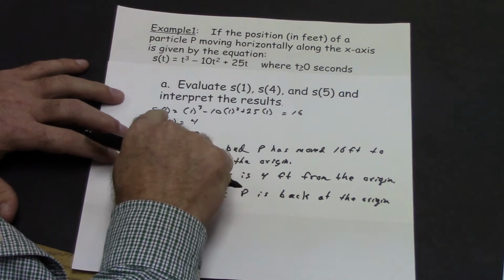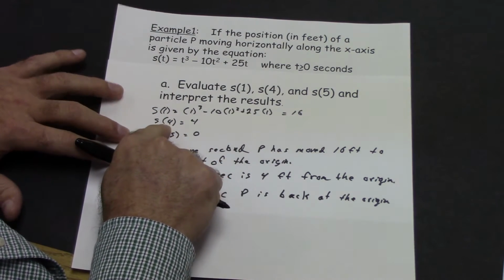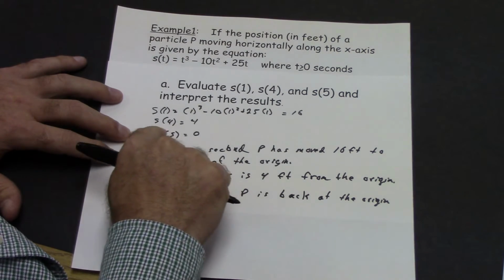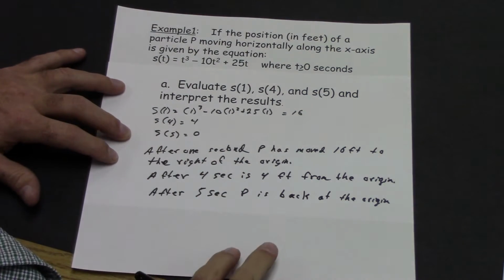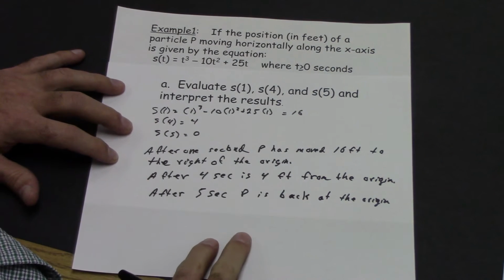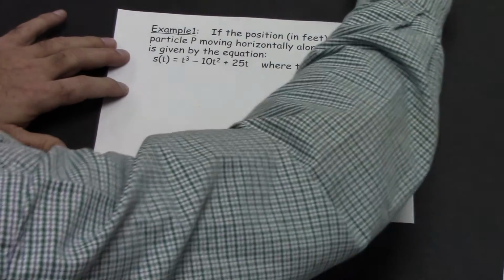And obviously it has. After 1 second, the particle's at 16. After 4 seconds, it's at 4, so you can pretty much conclude that it's changed directions somehow. And after 5 seconds, the particle is back where it started from. So this is what we can interpret from our results. Okay, let's take a look at the second part of the problem.